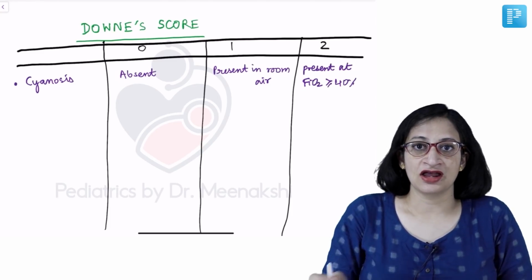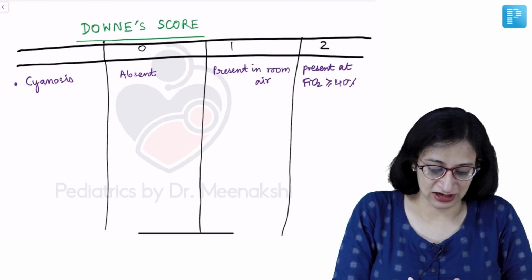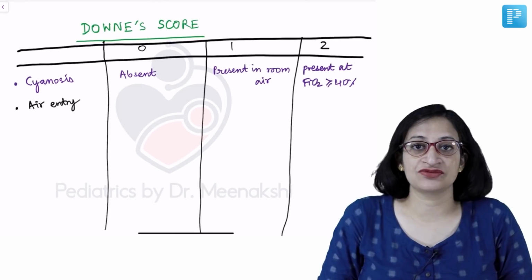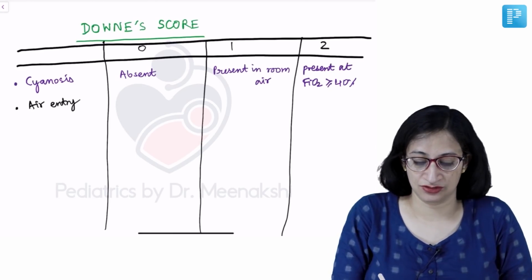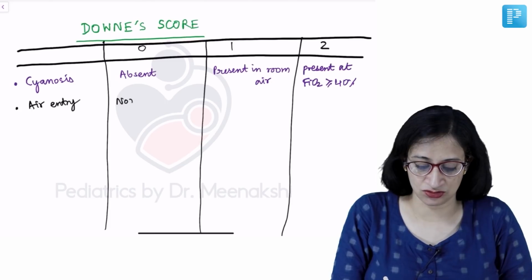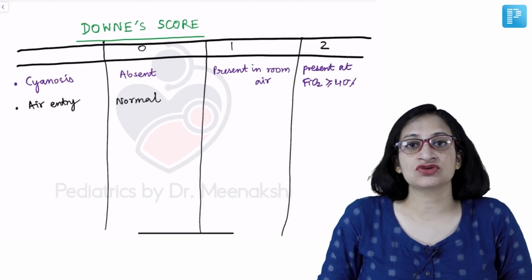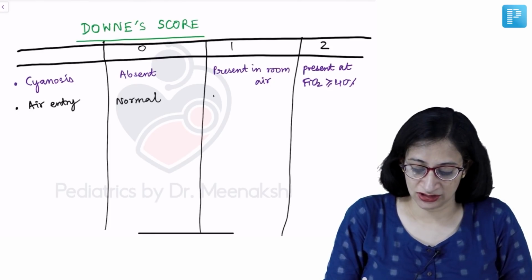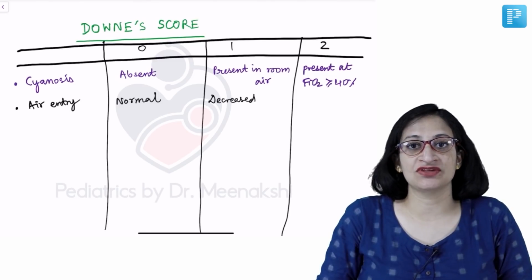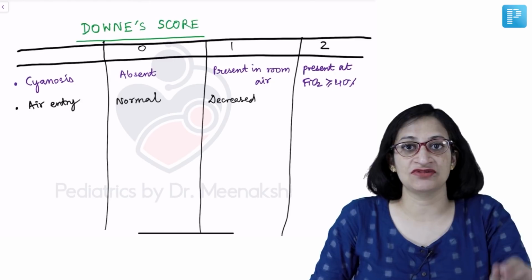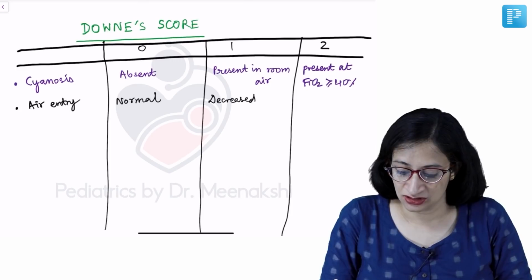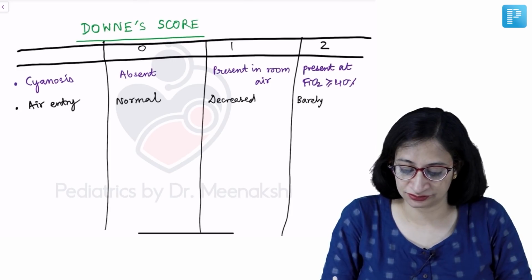Okay, another parameter that we use here is air entry. We give it a score of 0 if the air entry is normal, or is well audible with stethoscope. We give it a score of 1 when the air entry appears to be decreased, so decreased air entry. While we give it a score of 2 if the air entry is barely audible. Even when you put stethoscope on the chest of the baby, you can hardly hear the air entry. So it is barely audible.